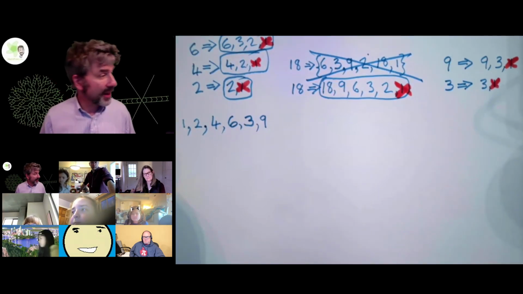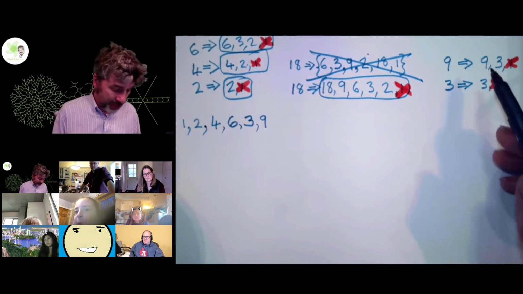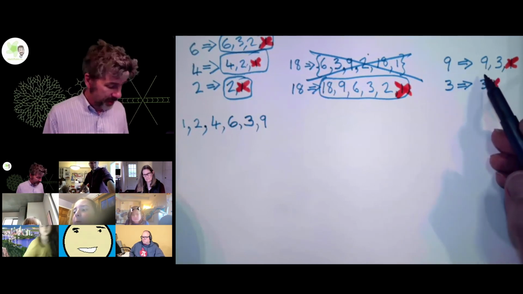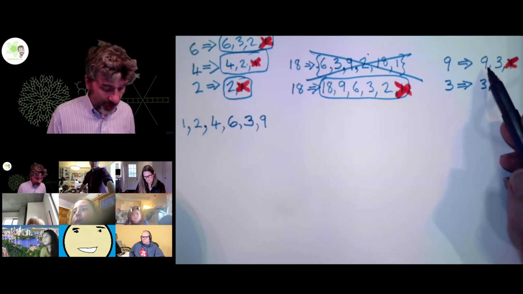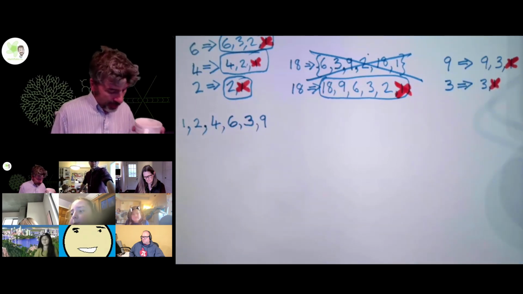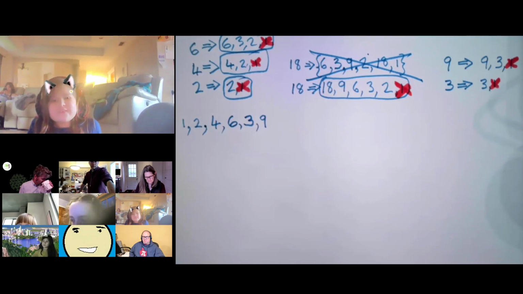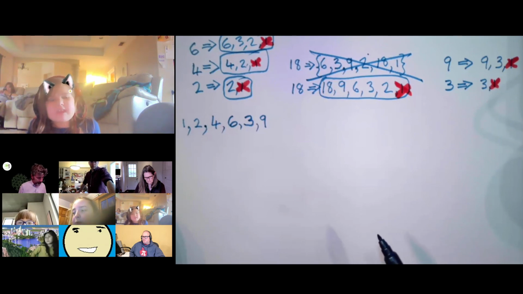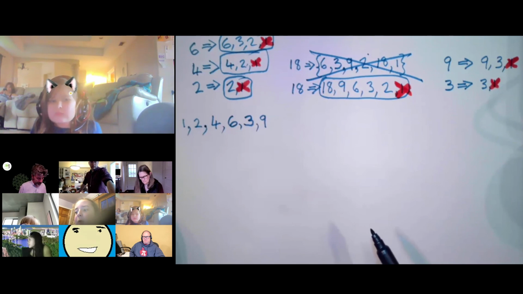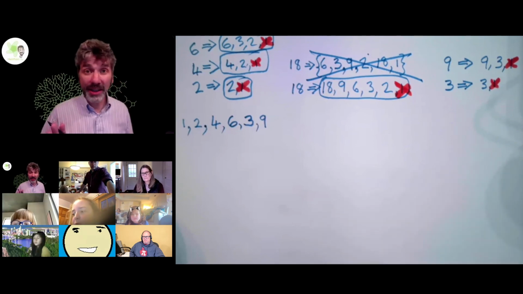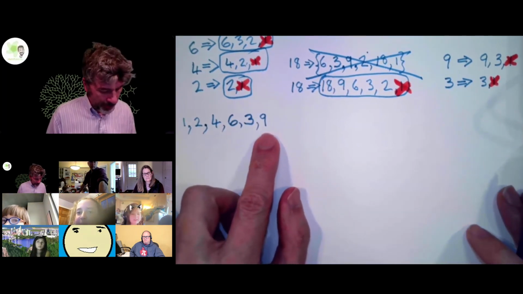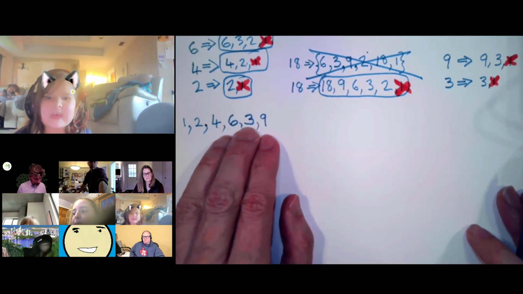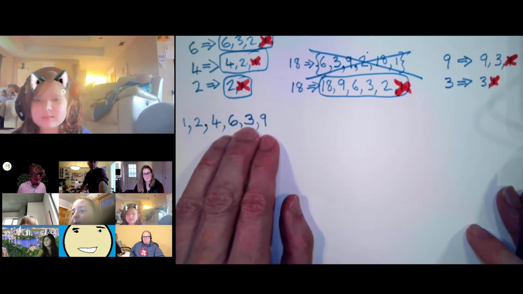Okay, next, I'm looking for a number that we haven't used yet that shares a factor with 9. So we're not counting 1 anymore. We already have 9 down, and we have 3. 9 is done. 9 is there. Yep. And 3 is there. So we've run into a problem.